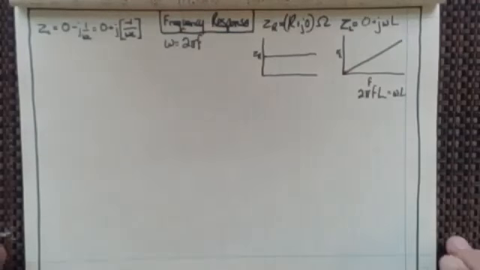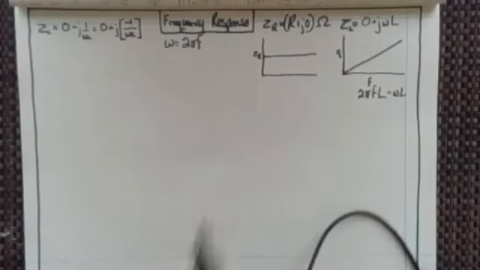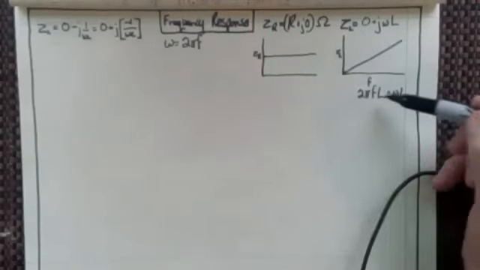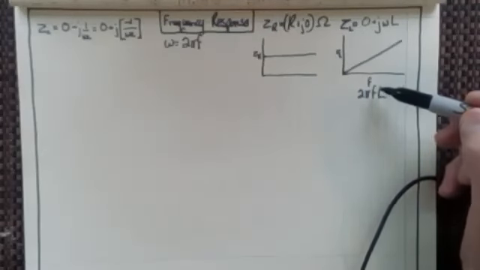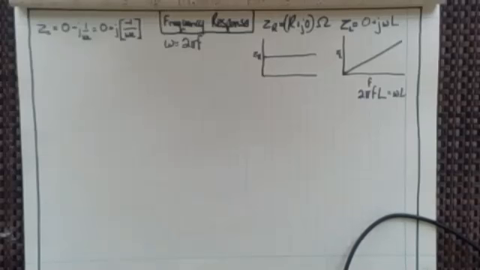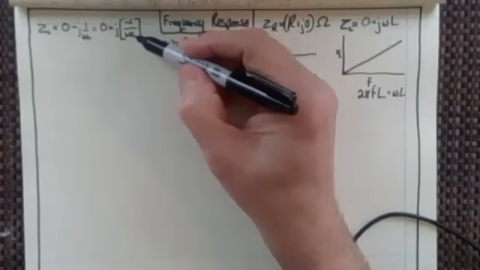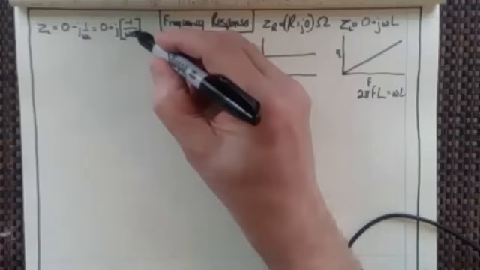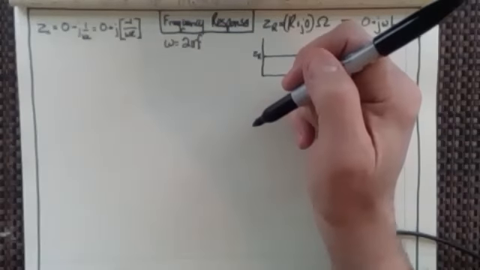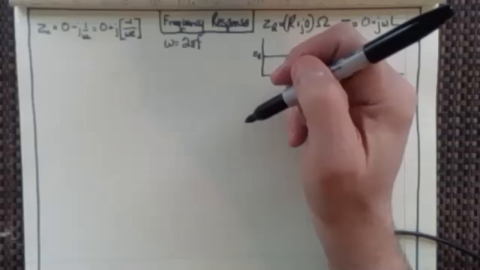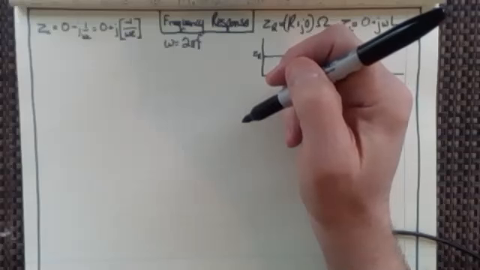And you're probably thinking, well, if I've got 1 over omega C, as omega, which is really proportional to frequency, increases, then the denominator is going to get larger, isn't it? So my denominator is going to get larger. C is going to stay the same, but the denominator is going to get larger. Well, what does that look like?